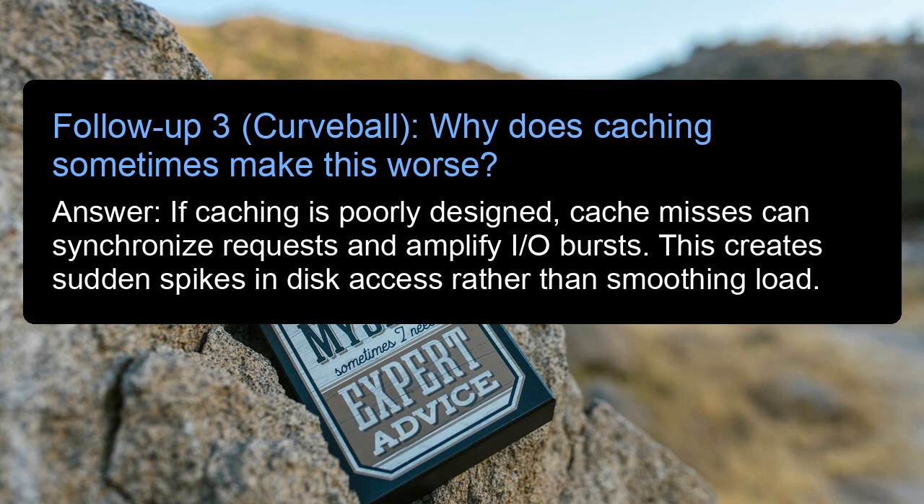Follow-up 3, curveball. Why does caching sometimes make this worse? Answer: if caching is poorly designed, cache misses can synchronize requests and amplify I/O bursts. This creates sudden spikes in disk access rather than smoothing load.